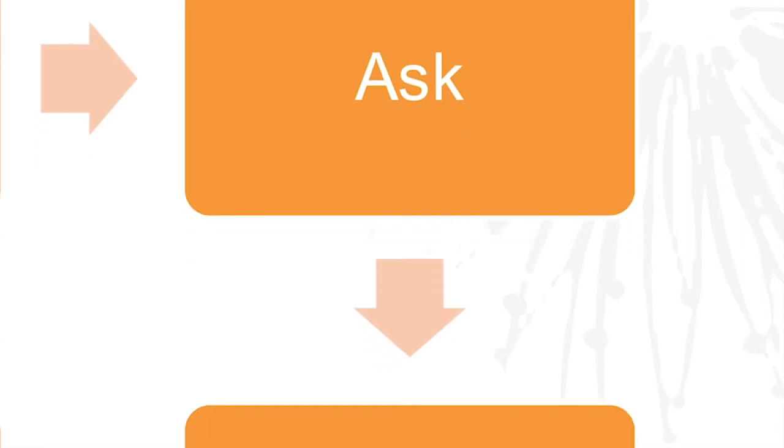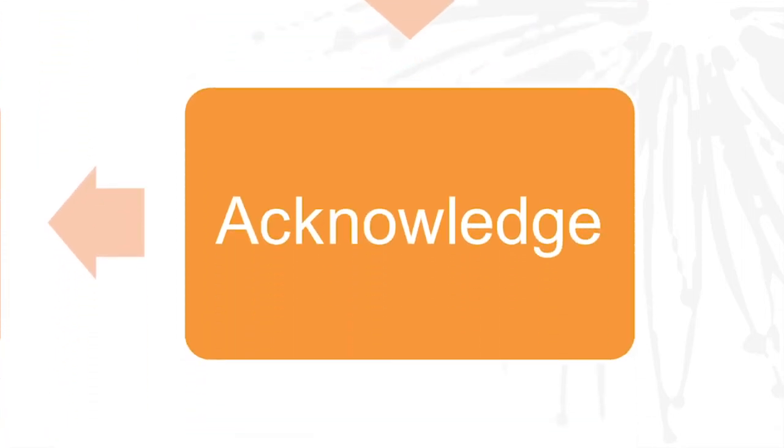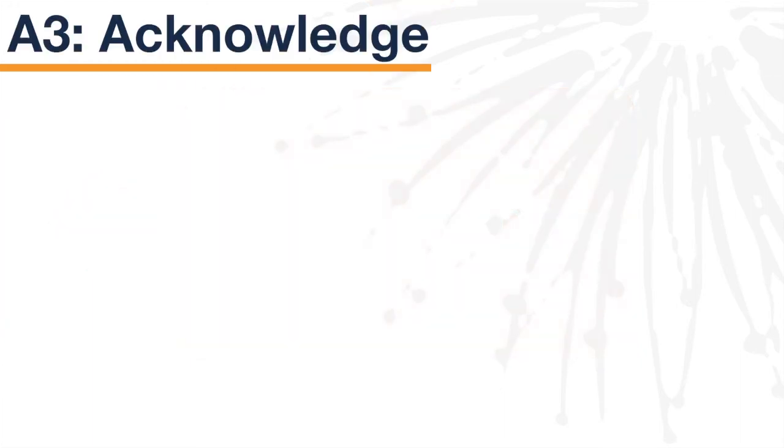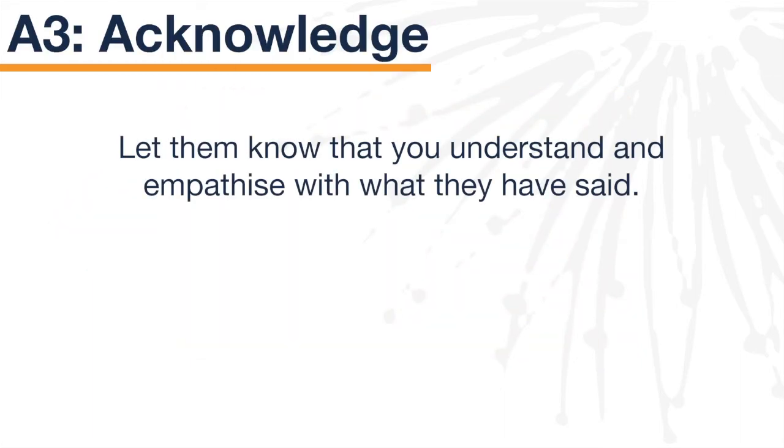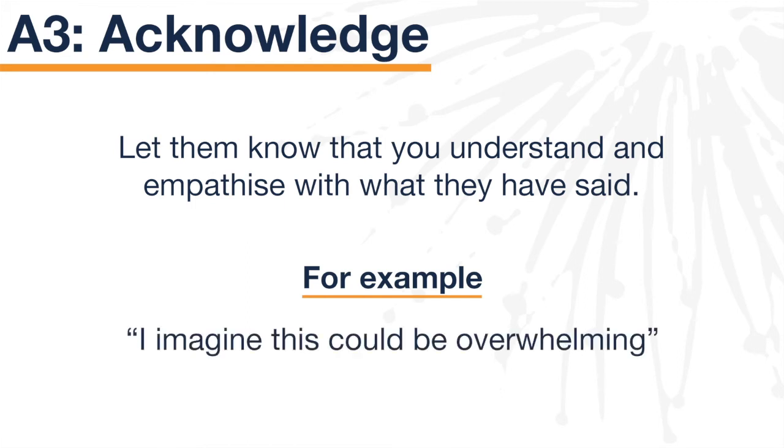The next step is sincerely acknowledging and empathizing with what the other person has said. You might do this by calling out the emotional weight this area or concern may be having on the individual. It's important that this is done with authenticity and care, so you don't come across condescending. For example, "I imagine this could be overwhelming."